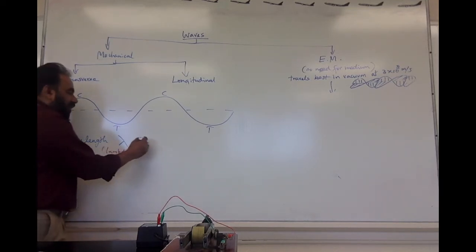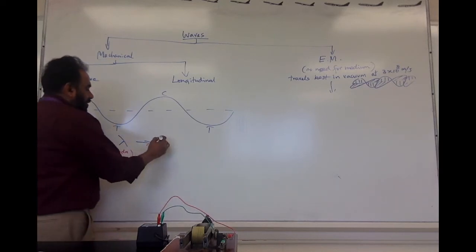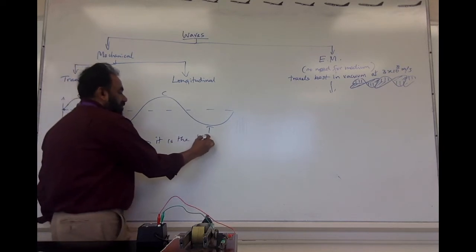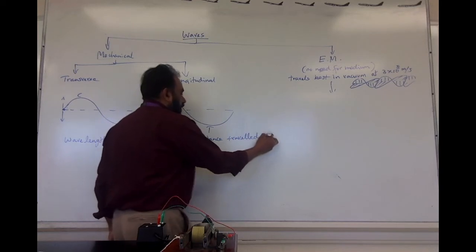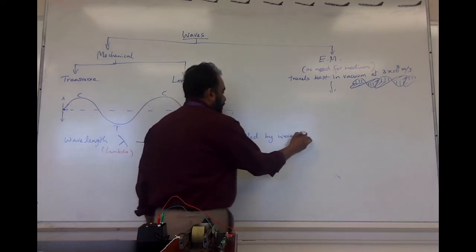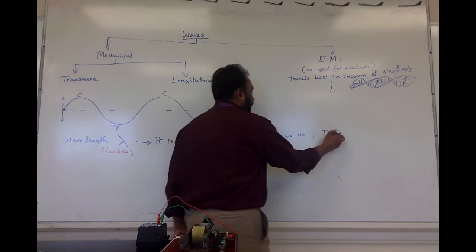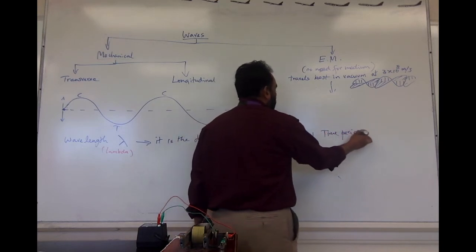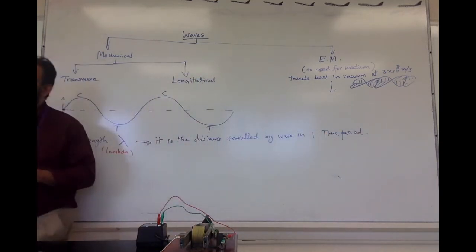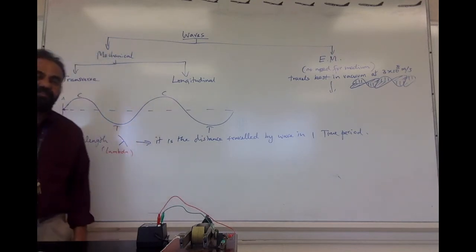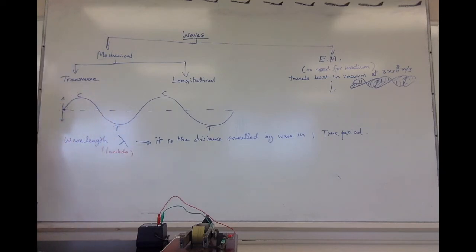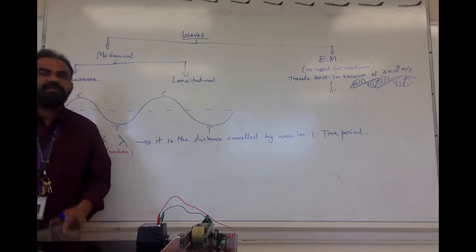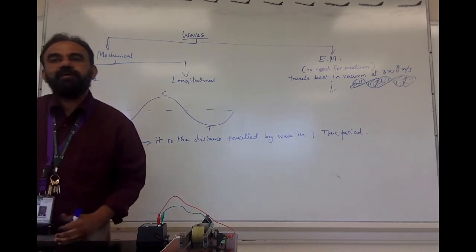And what's the definition of wavelength? Write down the definition. It is the distance traveled by wave in one time period. The distance traveled by wave in one time period. That is called lambda, the wavelength. And what's the definition of time period? Which I gave you earlier. What is the definition of time period?